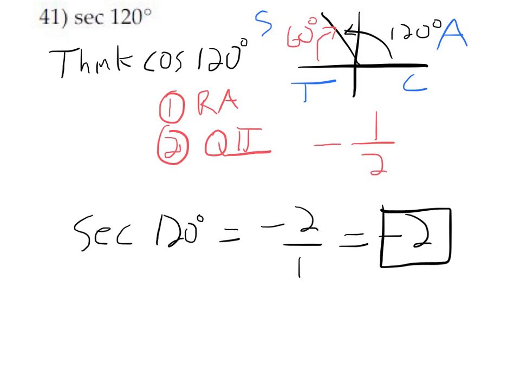So when your angle is outside of the first quadrant, you have to think in terms of reference angles and quadrants. The reference angle gives you the value, and the quadrant gives you whether it's plus or minus. And secant then is 1 over cosine, and that finishes the job. Great.